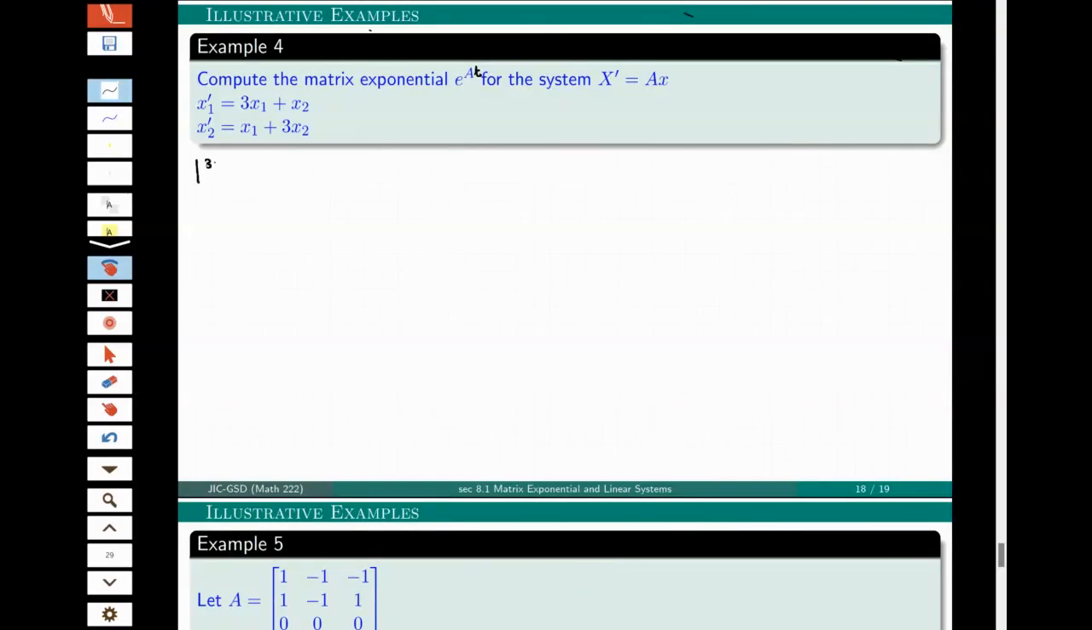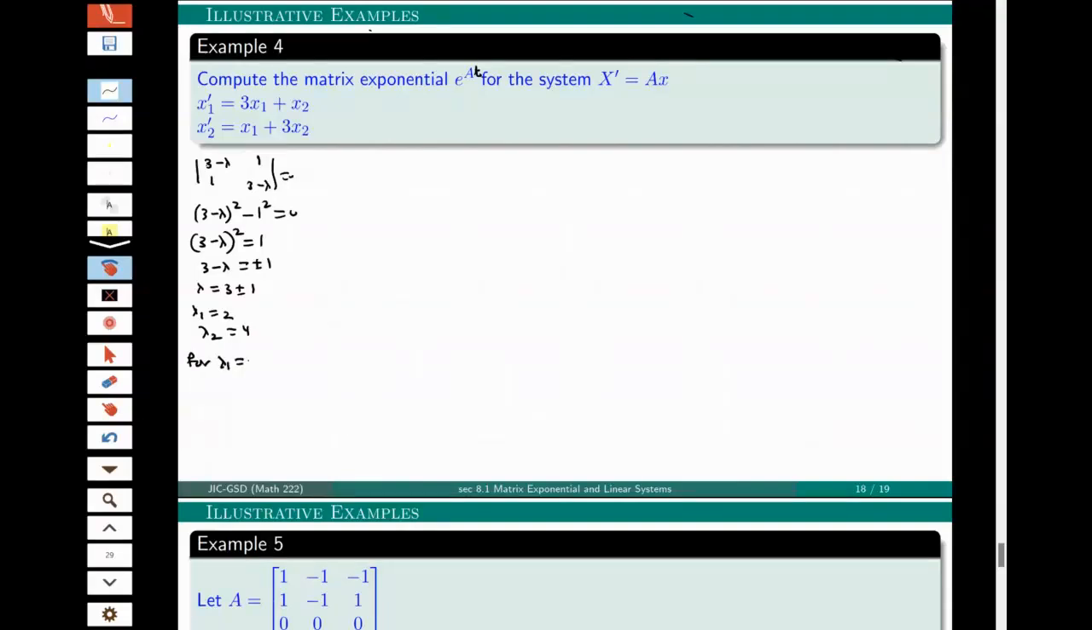So we will find 3 minus lambda, 1, 1 and 3 minus lambda. So that will be 3 minus lambda all squared minus 1 squared equal to 0. 3 minus lambda all squared is equal to 1. 3 minus lambda is equal to plus or minus 1. So our lambda is 3 plus or minus 1. So lambda 1 is 2, lambda 2 is 4.